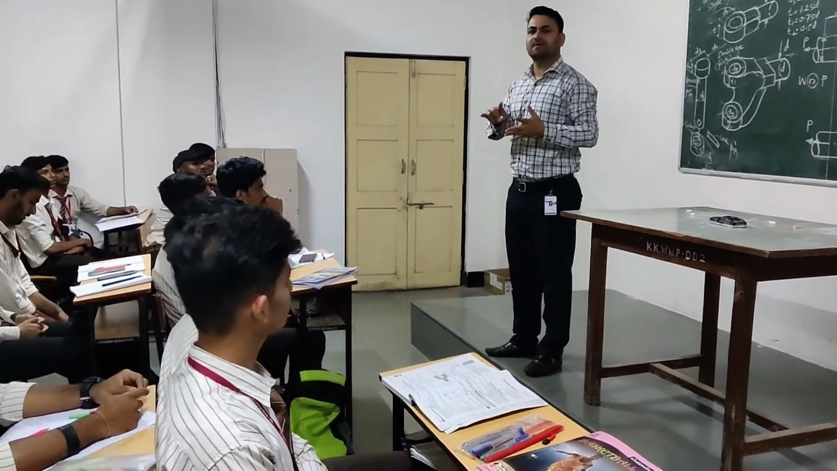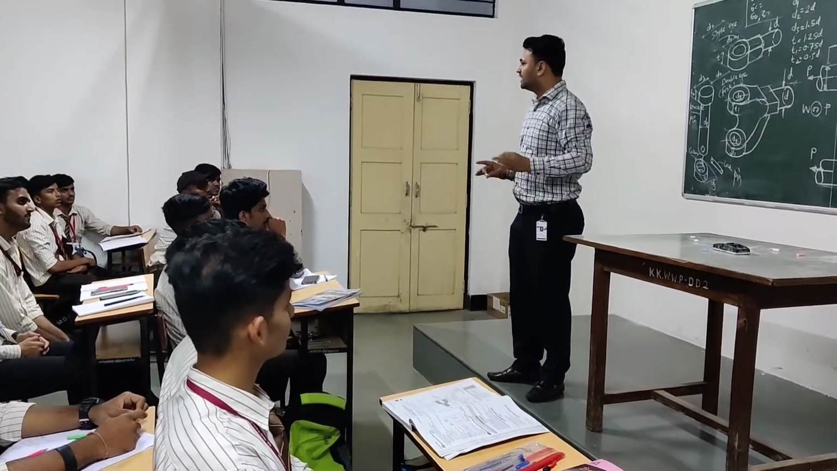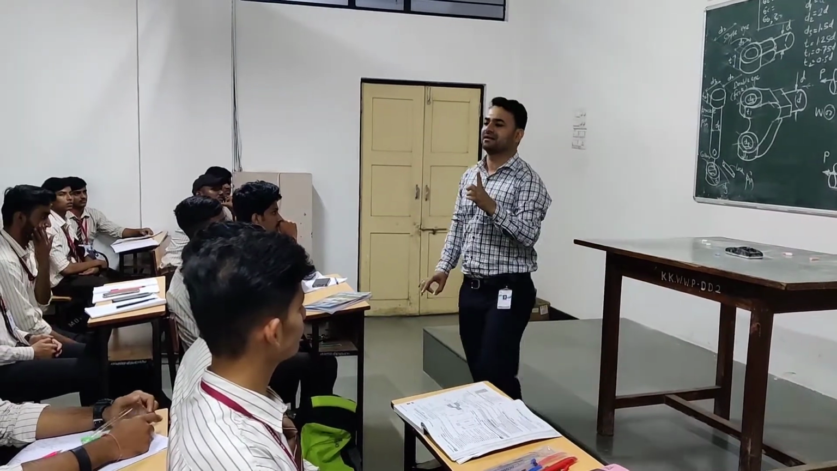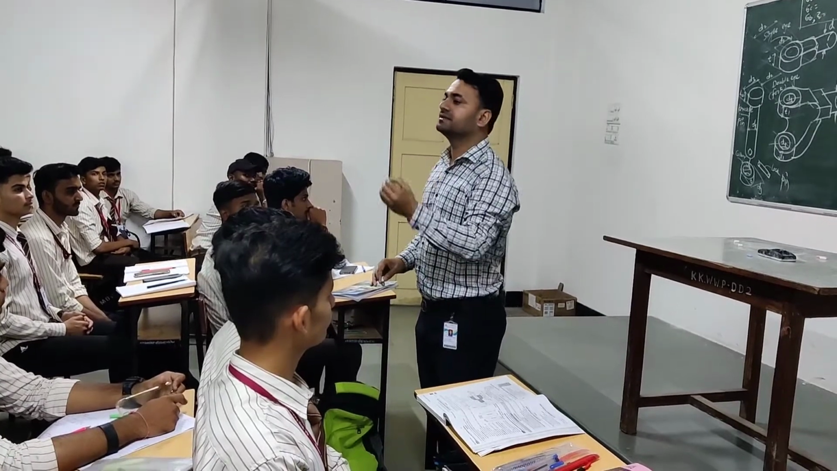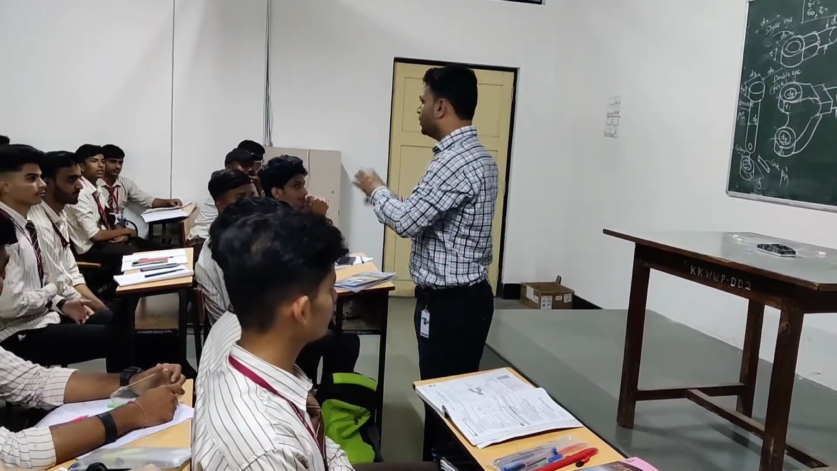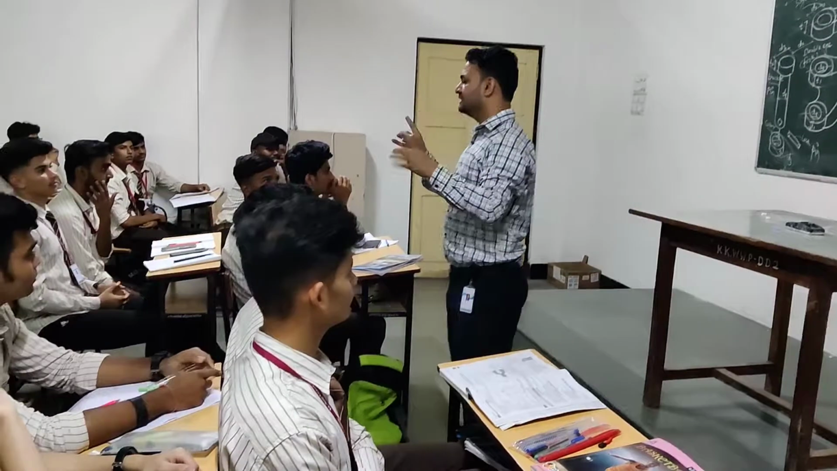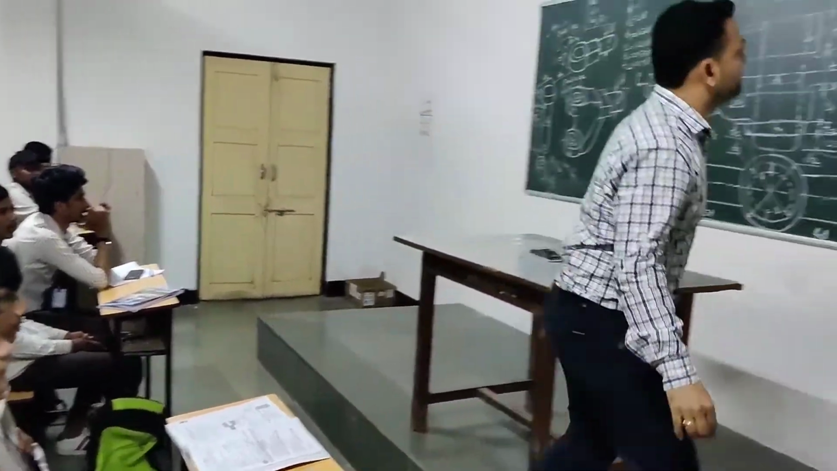Now each and everything is known: application, component, dimension, each and everything is there. Now we can go straight to the design. So let's start with the actual design, how we can design the knuckle joint. Are you all ready? Yes, sir. Okay, let's start with step number 1.